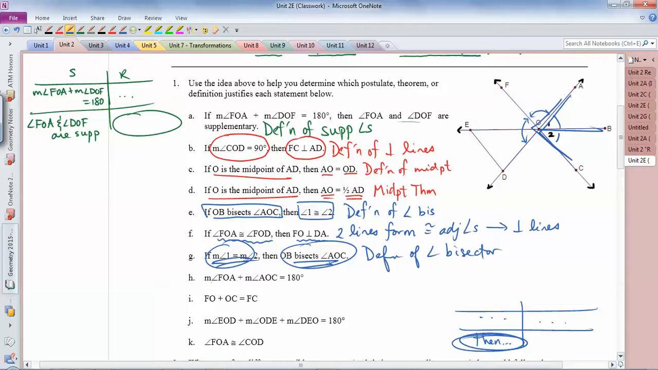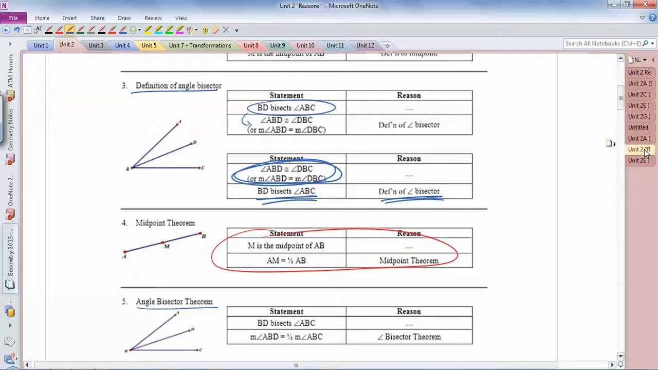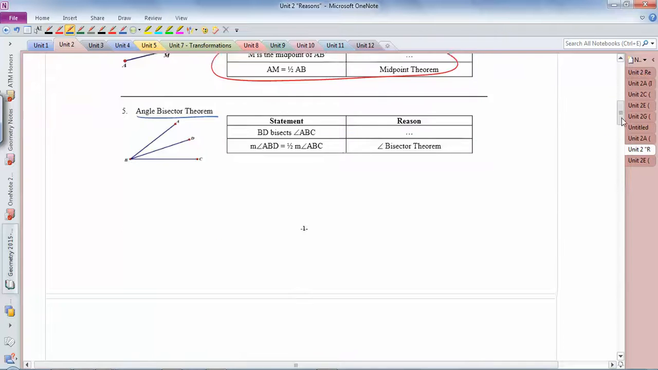And if you look at the picture for H, FOA is right here. AOC is right here. And it says add those two angles next to each other and get the big angle, which is 180, right? Well, anytime you add two angles next to each other, you get the big angle. That's the angle addition postulate. In this case, it's the special case. Now you can go back to the reasons and find it. Angle addition postulate is right here.